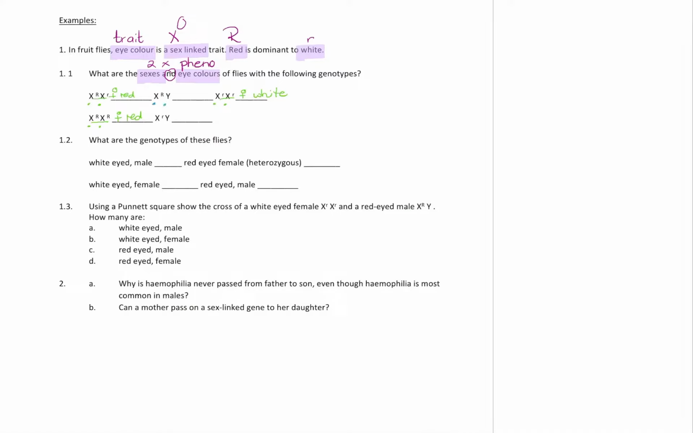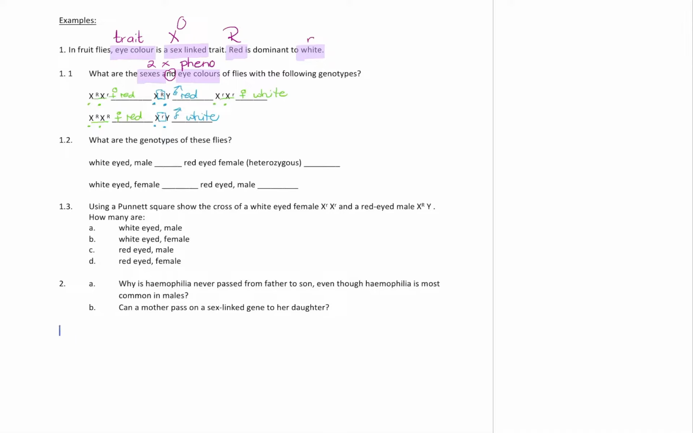Looking at the males, XY, we know they're male, and the males carry the allele on the X chromosome only. So in this case he's carrying the dominant allele, so this will be a red-eyed male. Now, there's only two conditions that a male can have because they're carrying the allele on the X chromosome only. So the first one was the dominant allele, and now this is the recessive allele. So in this case the male will be white-eyed.